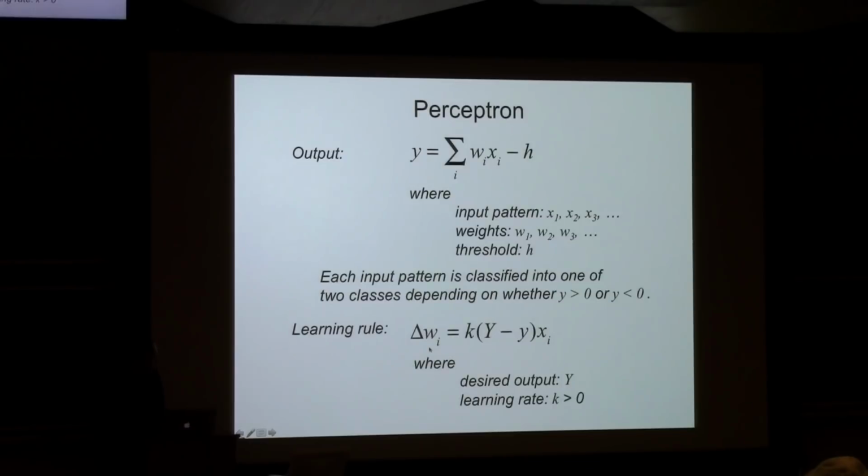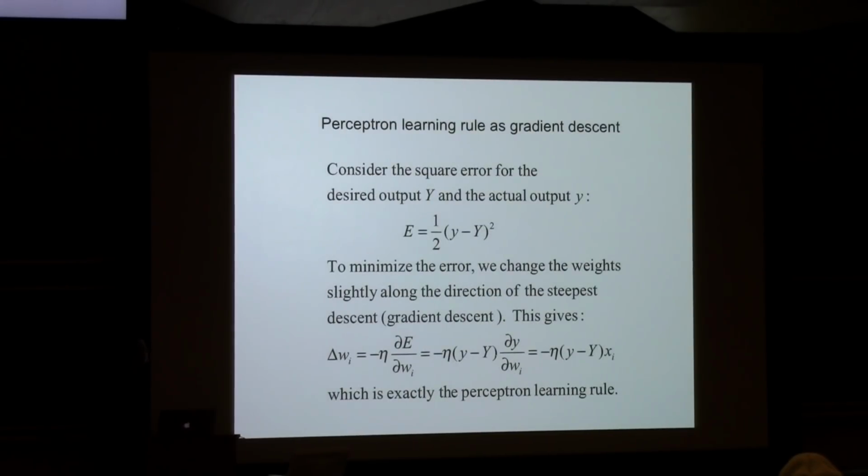Each of the weights should change, the delta, the increment, proportional to a product of your input and the difference between your actual output, small y, and your desired output, capital Y. This is called the perceptron learning rule. There are many names, Widrow-Hoff rule, delta rule, because people derived this in different contexts, but it's very simple. It's a gradient descent on the square error.